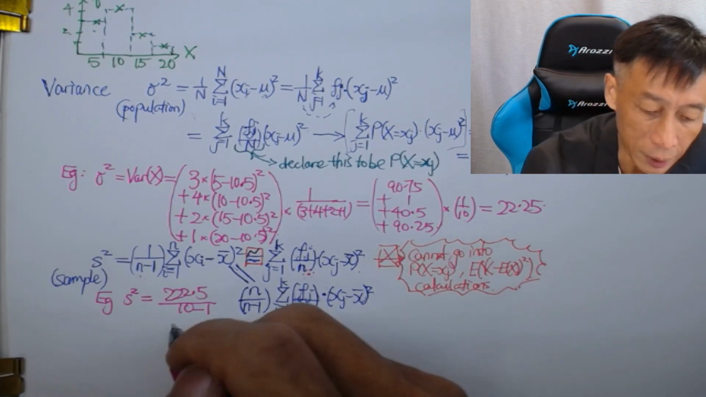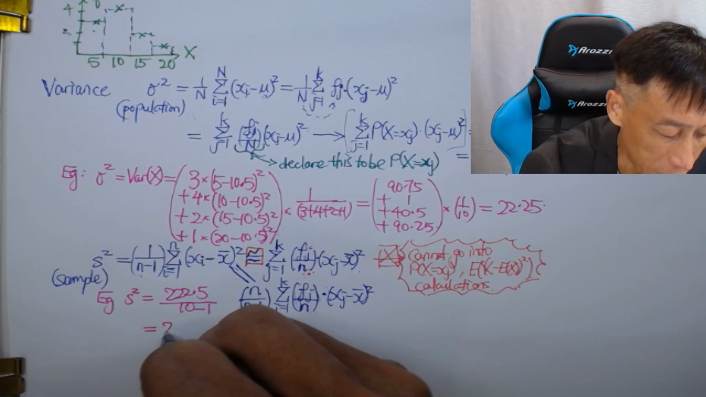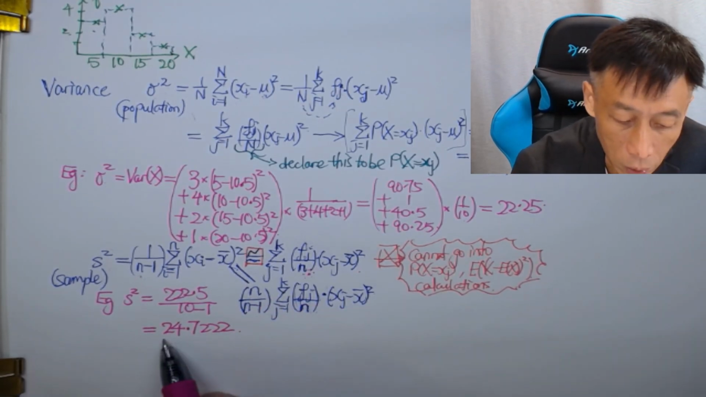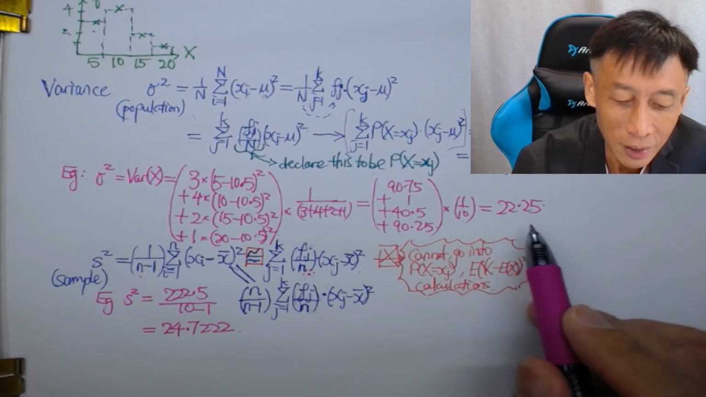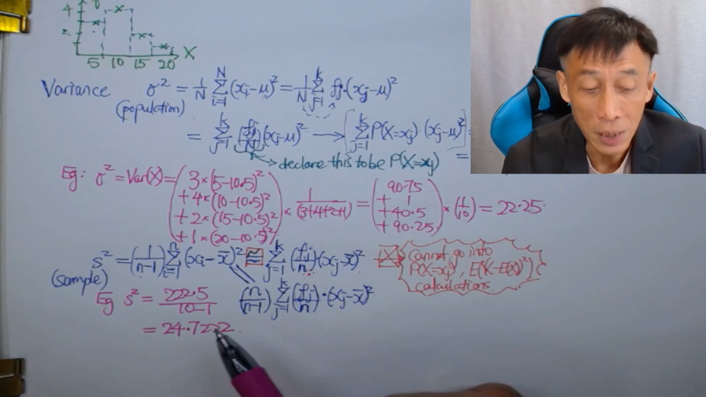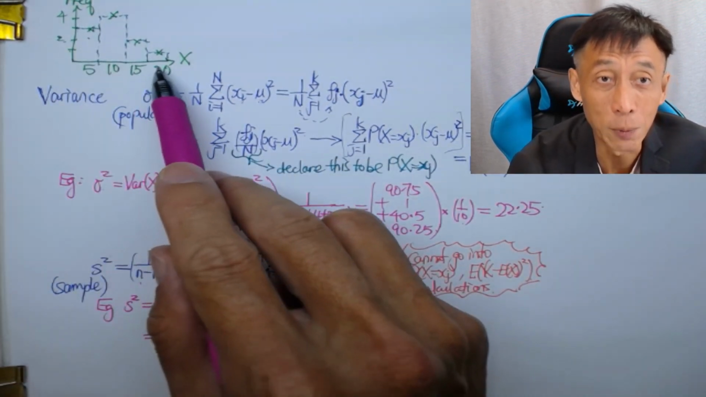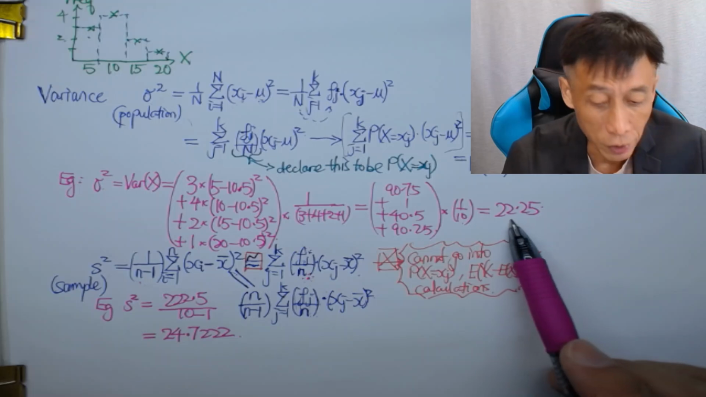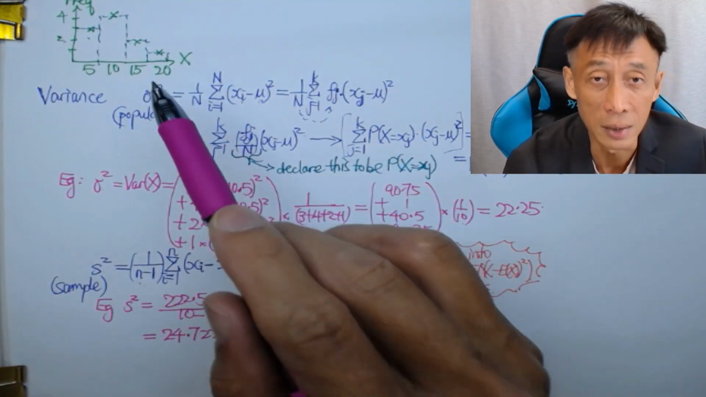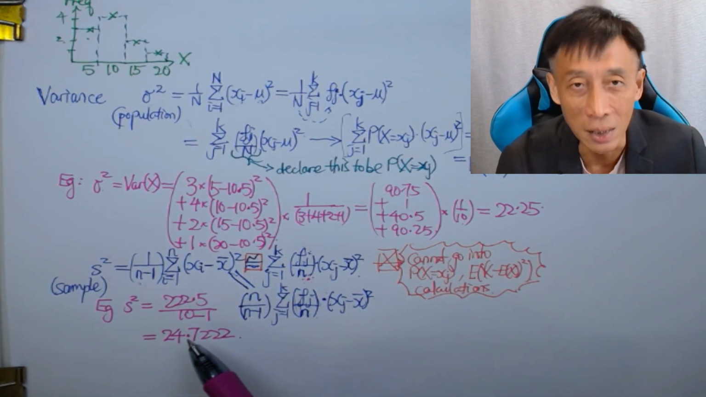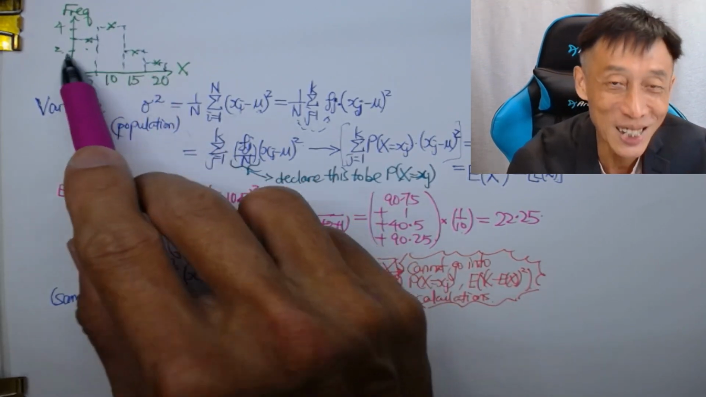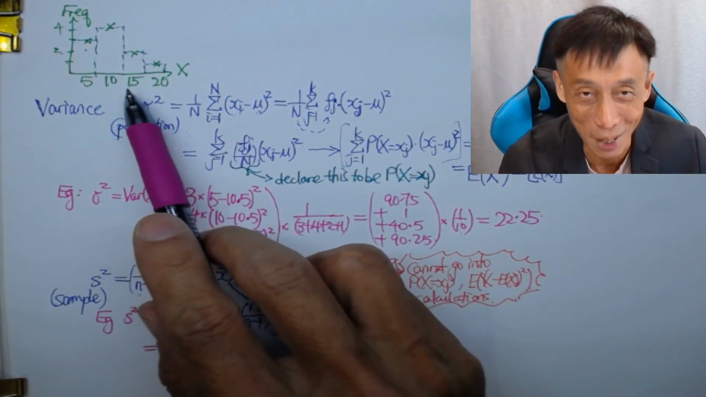Where are we now? Okay, at this point, we will find that the answer is 24.722. Larger than the population variance given the same data set, right? That means if we treat this data as population, the population variance is smaller than if we were to treat this as a sample data set. Now, the way I say it is also a bit weird because we don't choose to treat this as population or choose to treat this as sample.